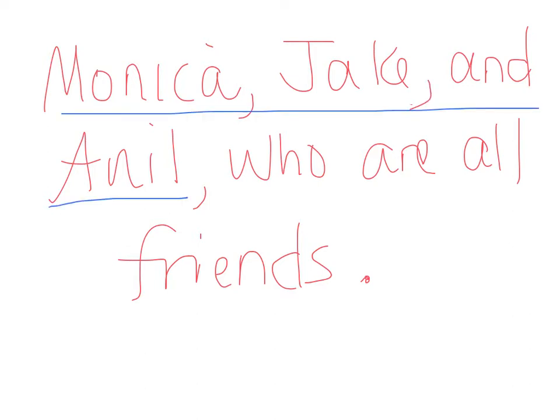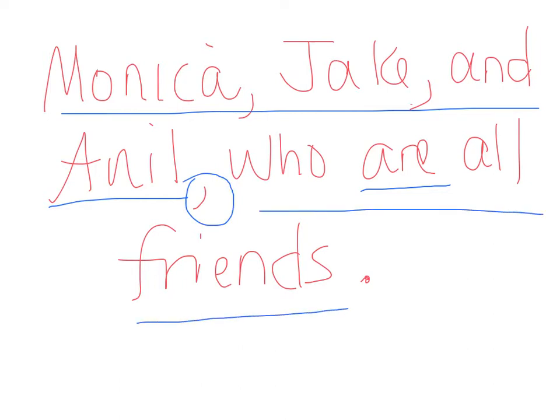I have a subject. It's a compound subject here: Monica, Jake, and Anil. Do I have a verb? Well, I do here. Are, a form of the verb to be. But look at this comma here. It's introducing this phrase as a dependent clause. It means I don't have a complete thought.